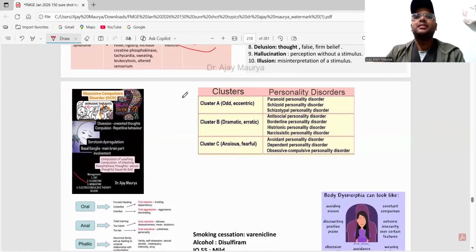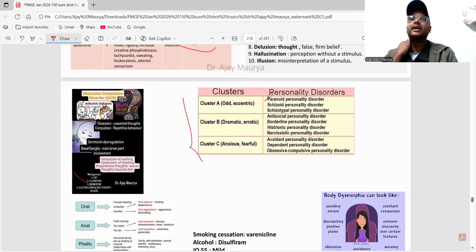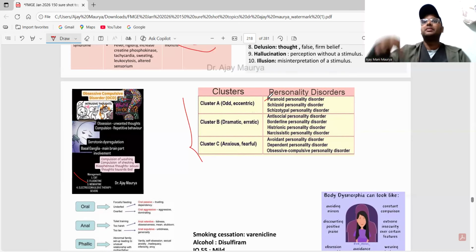This is cluster A, cluster B, cluster C. This is the paranoid. What is paranoid behavior? Paranoid behavior means it's like always suspicious. Oh my goodness, I think someone kept a CCTV camera there. Oh my goodness, someone is following me. Like that one. This is a paranoid personality.